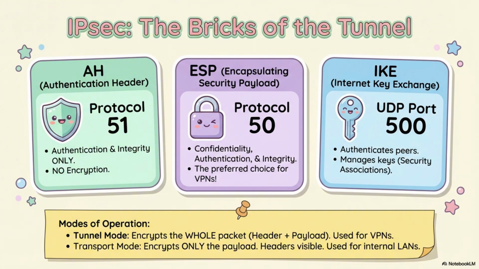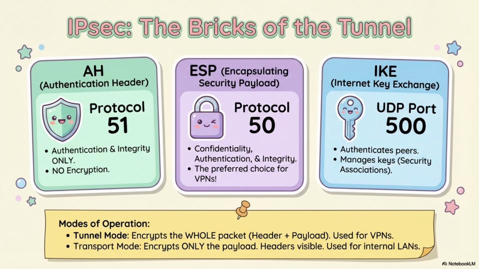IPsec provides security through authentication header and encapsulating security payload. Authentication header uses IP protocol number 51 and provides authentication and integrity. Encapsulating security payload uses IP protocol number 50 and provides confidentiality, authentication, and integrity, making it the preferred choice for VPNs. These are IP protocol numbers, not port numbers, and that distinction is exam critical.